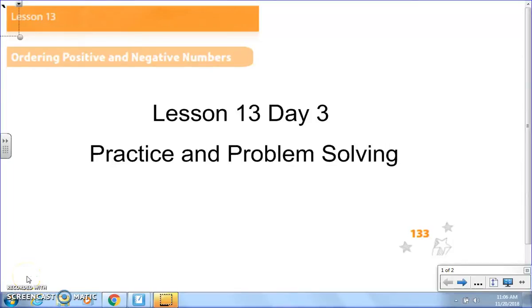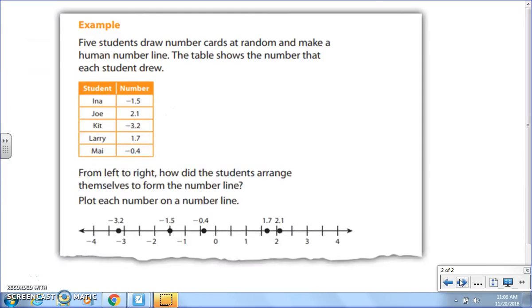This is Mr. Gillum, and today we're going to be ordering positive and negative numbers. This is in your Practice and Problem Solving book on page 133. 5 students draw number cards at random and make a human number line. The table shows the number that each student drew.